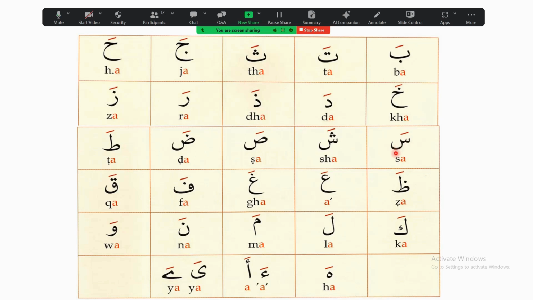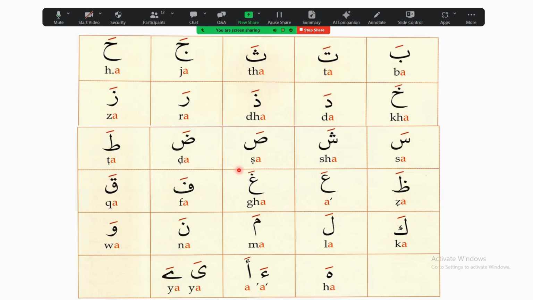So in this row, the seen letter is a light letter, sheen is a light letter. So we just say it like sa, sha, right? Sa, sha, and saw is heavy, dad is heavy, and taw is heavy at the end. So for the first two letters, we will keep our mouth empty and the back part of the tongue will be in a resting position, right? But for the last three here, our mouth will feel full, and for that we will raise the back part of our tongue as well.